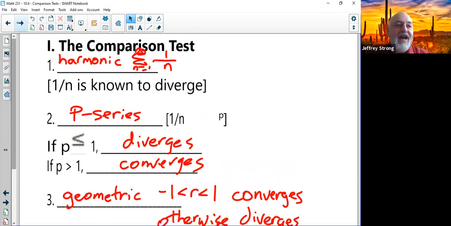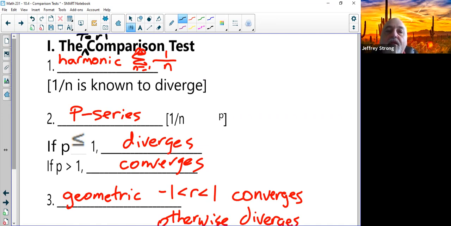Okay, so first we have the comparison tests, or I've inserted the word term here just to differentiate it from the limit comparison test. So I put in term here. Okay, so number one, a good series to compare it to is the harmonic series. So that's the sum as n goes from 1 to infinity of 1 over n, because 1 over n is known to diverge. So the harmonic series is a great one to compare it to.